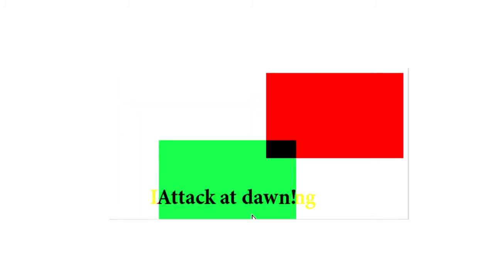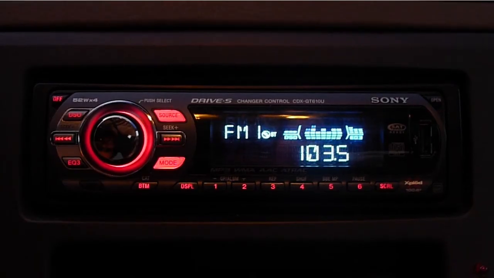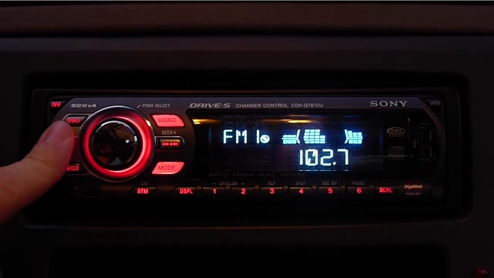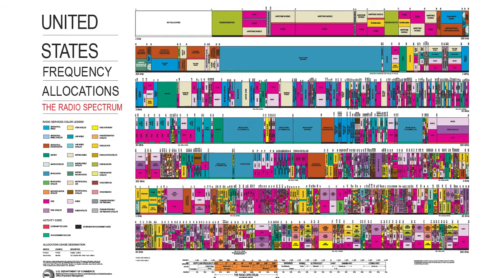So if you share the same frequency, like if those two words had been in the same color, it would overlap and it would destroy the information. So when you have a radio, you tune between frequencies to filter out the information you don't want to receive. Who can use what frequency is set up by the government and it's allocated.